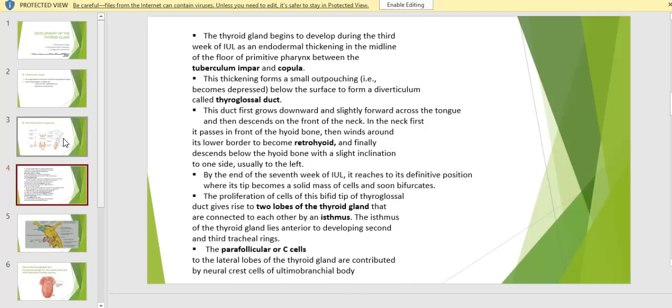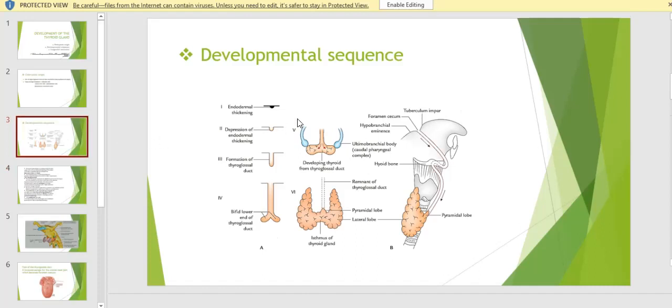So maybe I should turn here. The endodermal thickening becomes a deepened depression to form the thyroglossal duct. Then the thyroglossal duct, how does it descend? First, it inclines forwards and downwards. Then in the neck, it first lies ventral to the hyoid bone. Remember the hyoid bone, how it was formed?